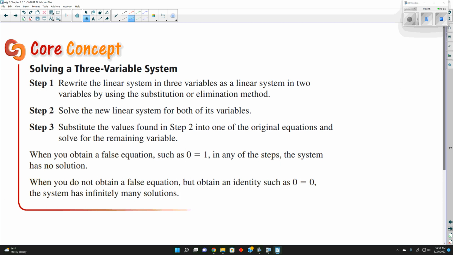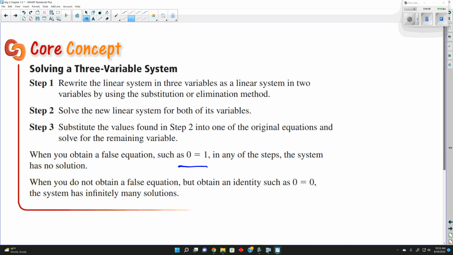Now, at some point in any part of this, if we get 0 equals 0, a true statement, because 0 is always equal to 0, then we have infinitely many solutions. If we obtain a false statement, 0 equals 1, then it's going to be no solution. Okay?